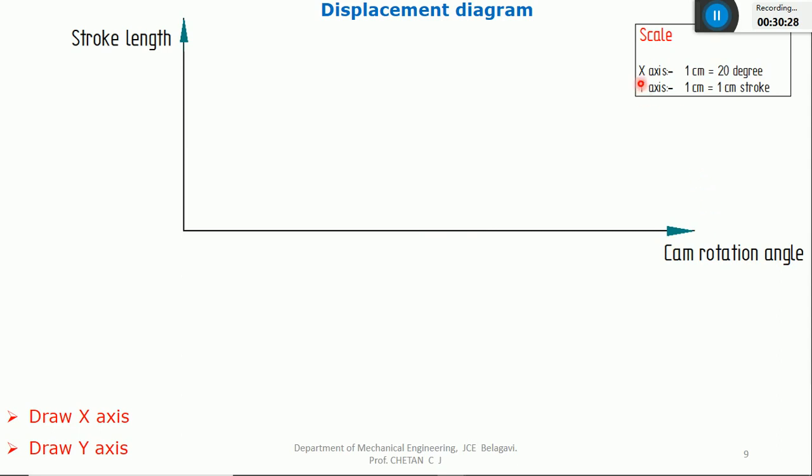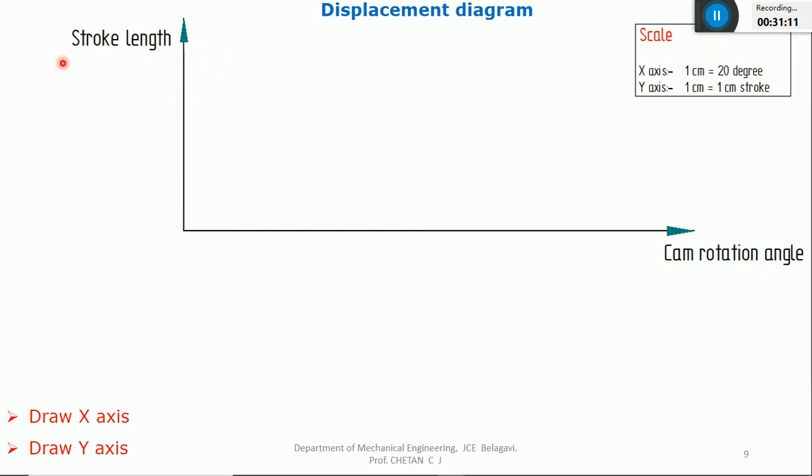I'll take the scale as 1 centimeter is equal to 20 degree. You can take any scale, but for an A4 sheet, this is the best scale. Along the x-axis, 1 centimeter is equal to 20, 2 centimeter is equal to 40. For 360 degree, what is the distance? 360 by 20, you'll get 18 centimeter. And along the y-axis, I'll take the distance traveled by the follower.